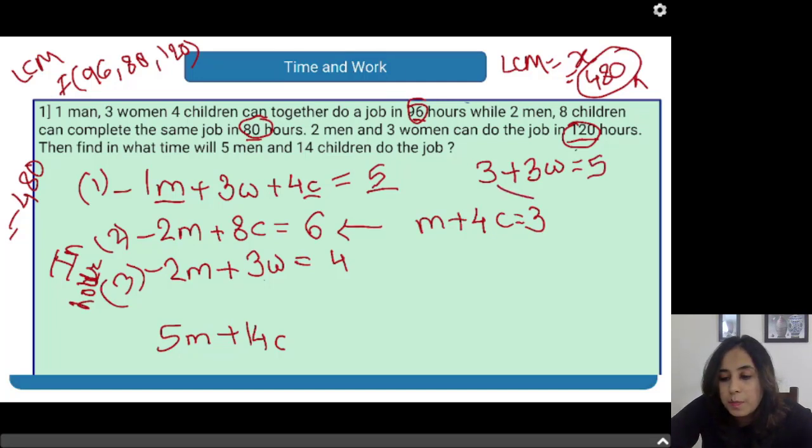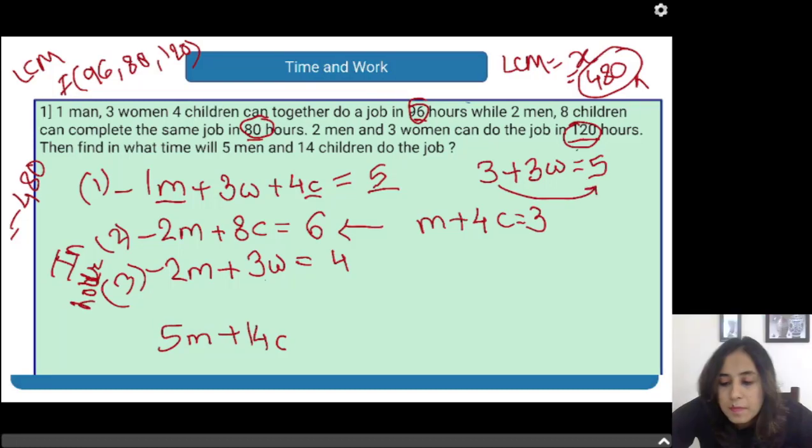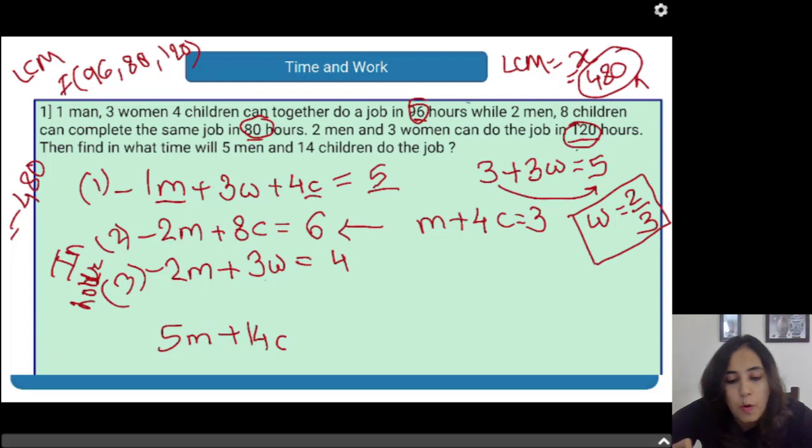So when I put this here, I get the value of N, which is nothing but 2 upon 3. Sorry. So it comes out as 2 upon 3. So I have got the value of my W. Now let us find out the value of M and C so that we can substitute it in this particular star equation.